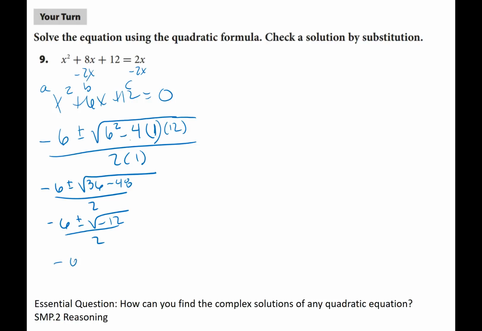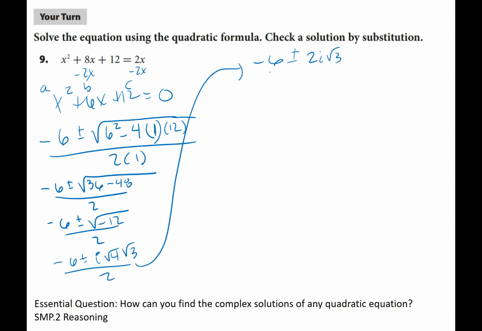All right, I see a negative under the radical sign, which means I'm going to pluck my i's out. And then I need the biggest square number that goes into 12, which is 4, 3 times. We've got negative 6 plus or minus, the square root of 4 is 2i, square root of 3 over 2. If you want to go ahead and just split it into two fractions there, that's fine. 2 goes into 6, negative 3 times. 2 goes into 2 once, so i square root of 3.